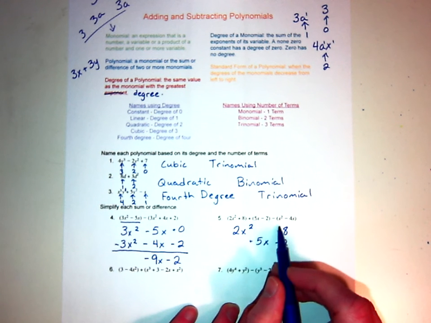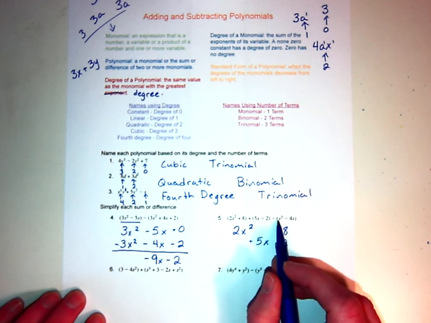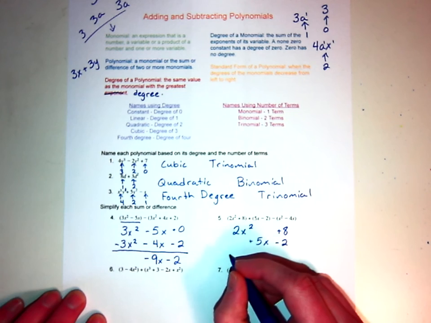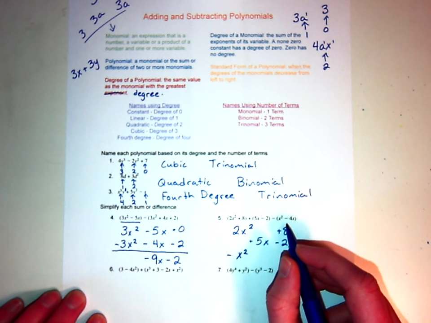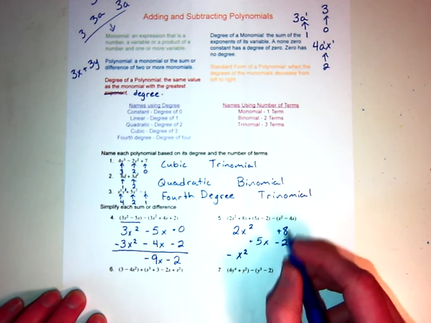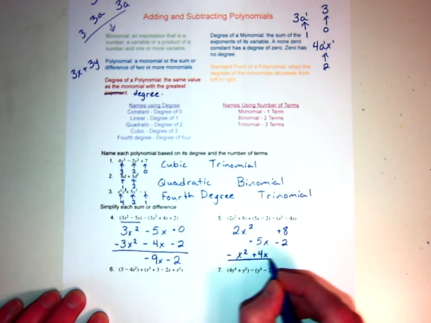Next, it's minus, remember the rules for minus, okay? Minus x to the second power minus 4x. So whatever is in here, I have to flip the sign. So it's going to be, instead of positive x squared, it's going to be negative x squared. And instead of negative 4x, it's going to be positive 4x. So then I need to make my equal line.